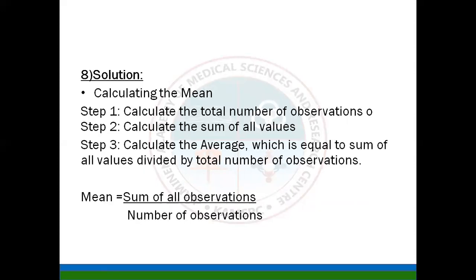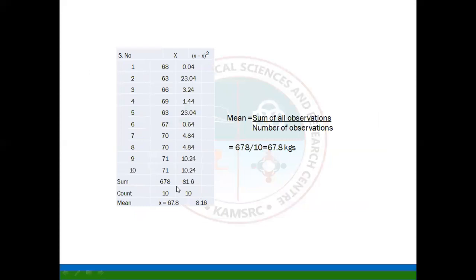So the solution is first we have to calculate the mean. Here are the brief steps how to calculate the mean, but I'm not going through in details because we already did this mean calculation in previous questions also. The formula for mean is sum of all observations divided by number of observations. Here we have to construct a table, like first column the serial number and also the x, the values they have given, those 10 values, and also the x bar is the mean. The total of the observations is 678, divided by 10, so the mean is 67.8 kgs.